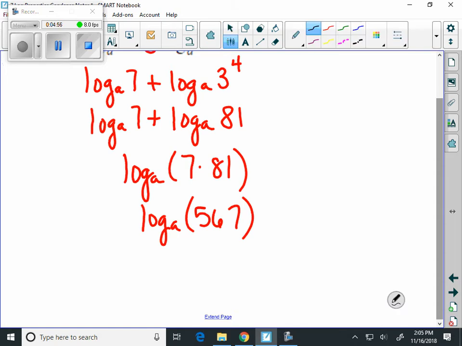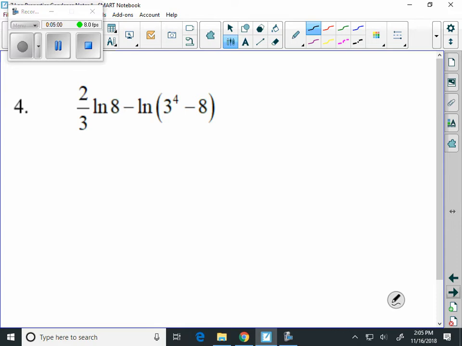Number 4. Yet again, do we have any numbers in front of our logarithm? And we've got one. And sometimes the issue is this fraction here. Also note that this is a natural logarithm, which is the ln, but the properties apply to log, the common logarithm. They also apply to the natural logarithm.